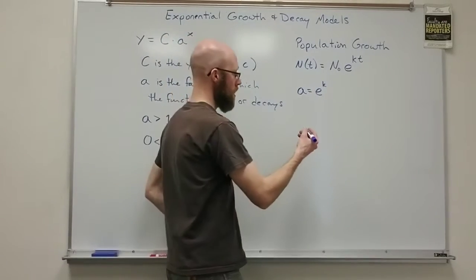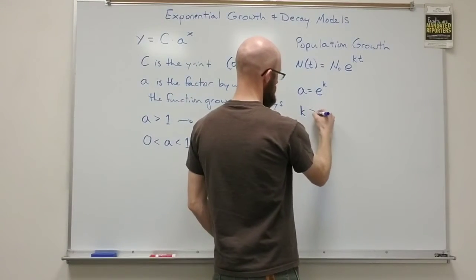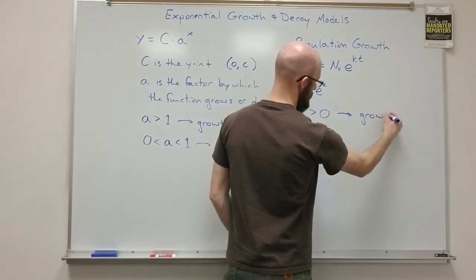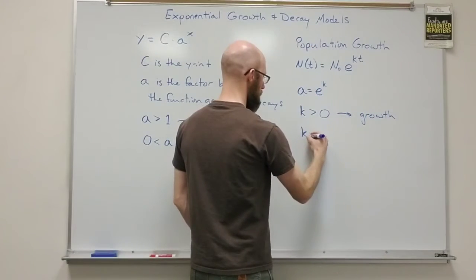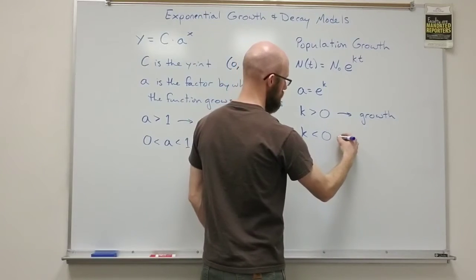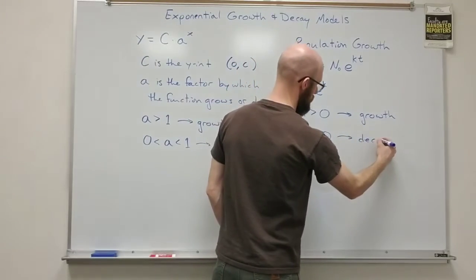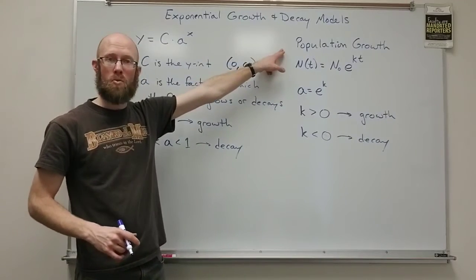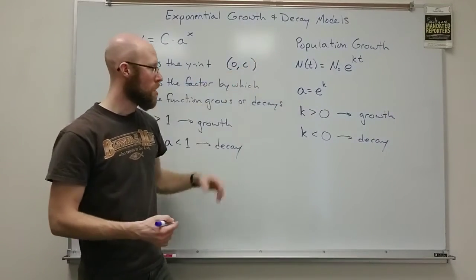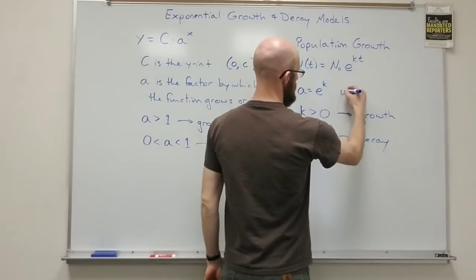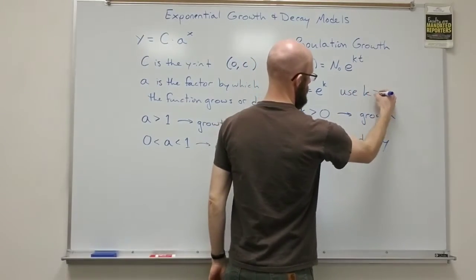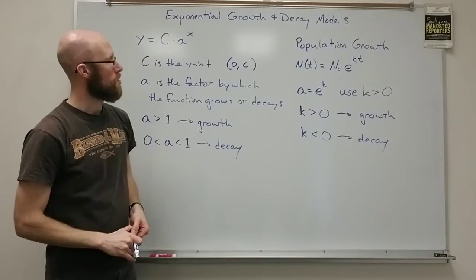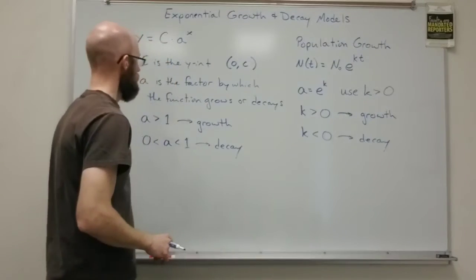All right, so the k value, when k is positive, you get growth. And when k is negative, you get decay. Now, we're specifically going to be using this for population growth, so we're going to be using k greater than 0 for this. Okay, so that's for population growth.